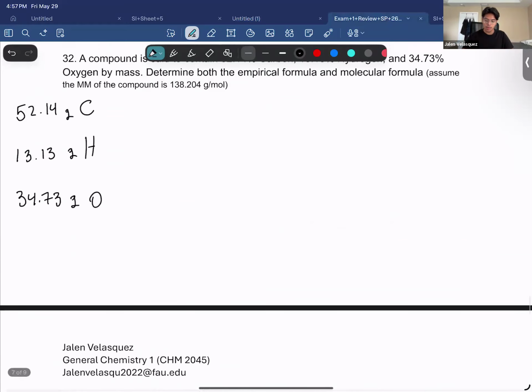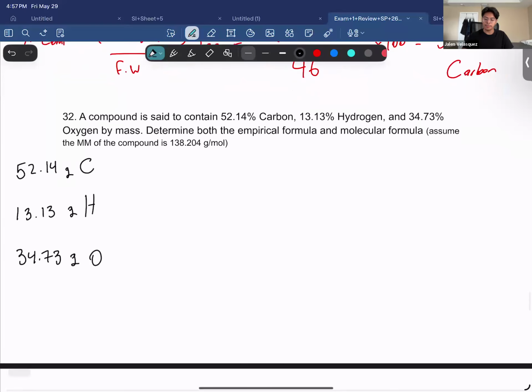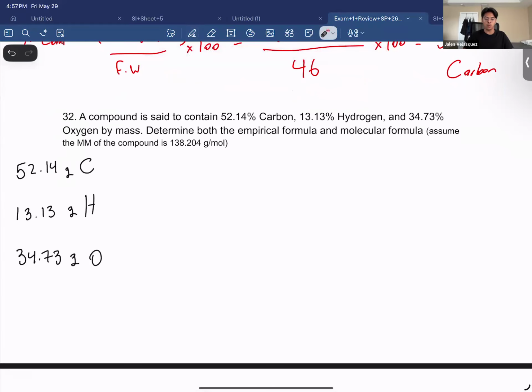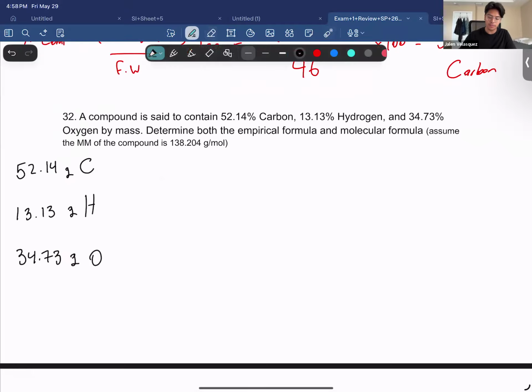So I already did step one here. We assume a 100-gram sample, so we write everything as grams rather than percentages. Next, we're going to convert everything into moles, again doing that by dividing by the molar mass.